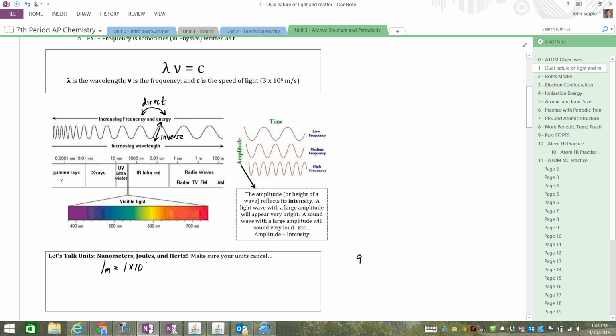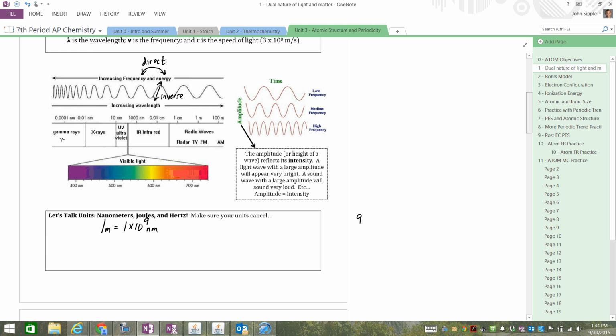All right, 1 times 10 to the 9 nanometers. There we go. Okay, so we got that. We'll look at hertz too. When you listen to B96 in the morning, that's what we're talking about, the frequency, 96.3. Usually that's expressed in per second, so you might see it as 1 over seconds or seconds to the negative 1.